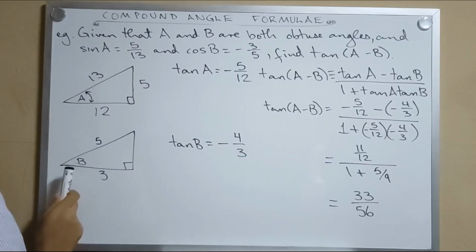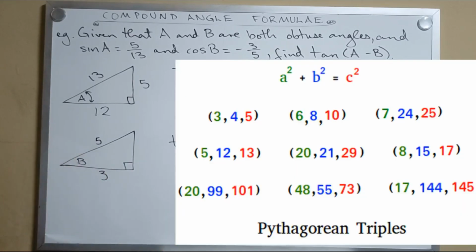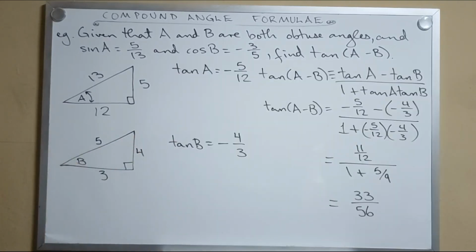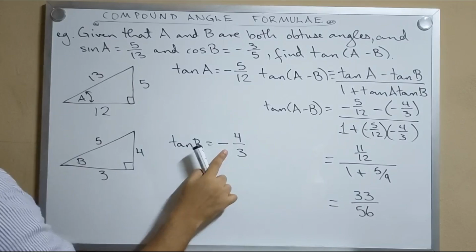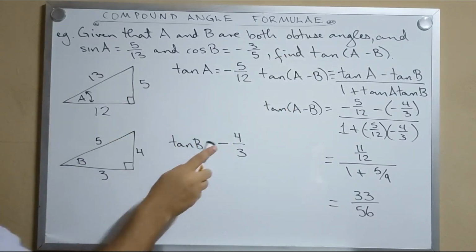When it comes to angle B, our little diagram here, we can use that the adjacent side is 3 and the hypotenuse is 5. So if we have 3 and 5, what's our missing term from that Pythagorean triple? Well, it's 3, 4, 5, right? So this side here has to be 4. So the tangent would be a negative 4 over 3. Again, why negative? Because if it's an obtuse angle in quadrant 2, then tangent is negative.